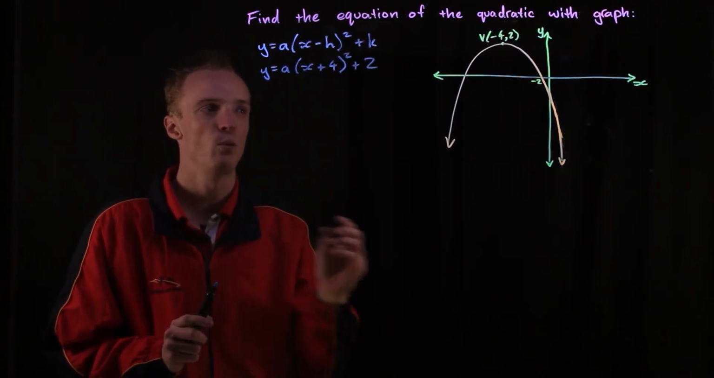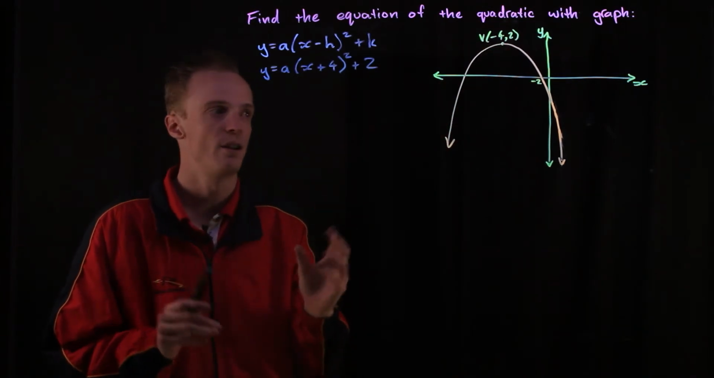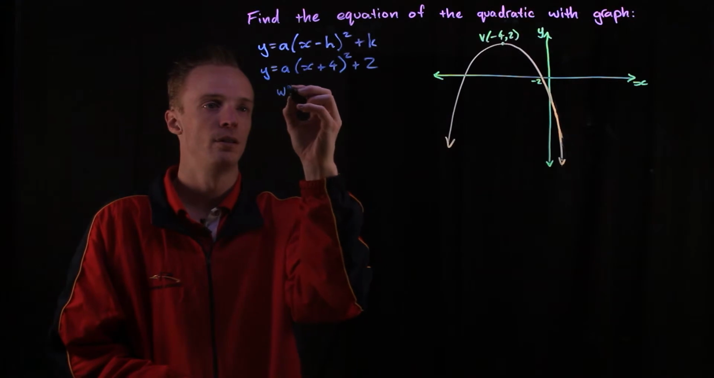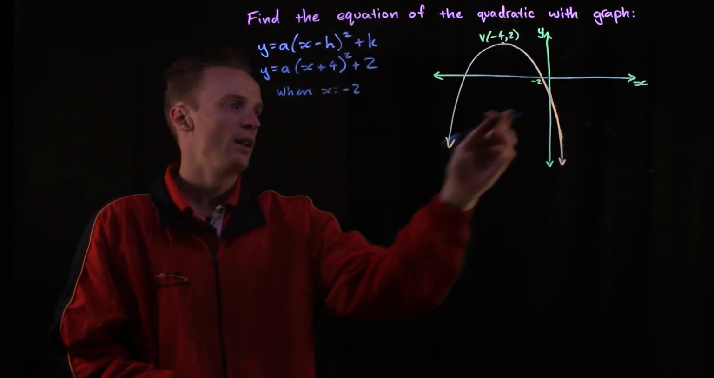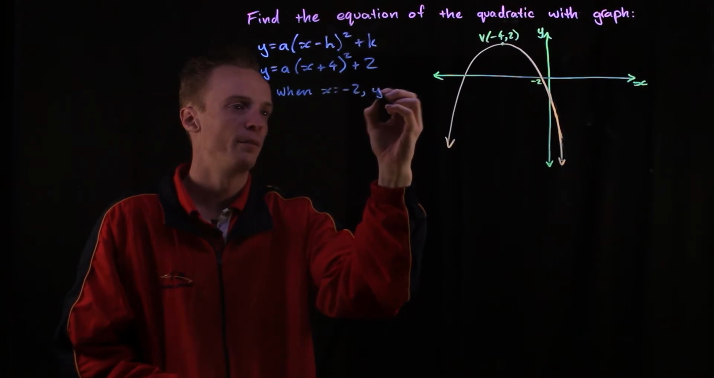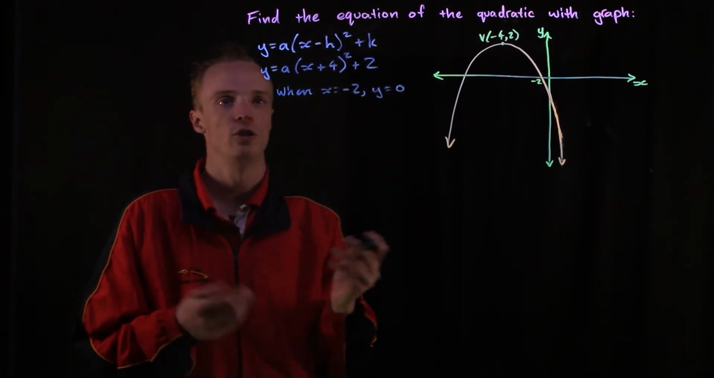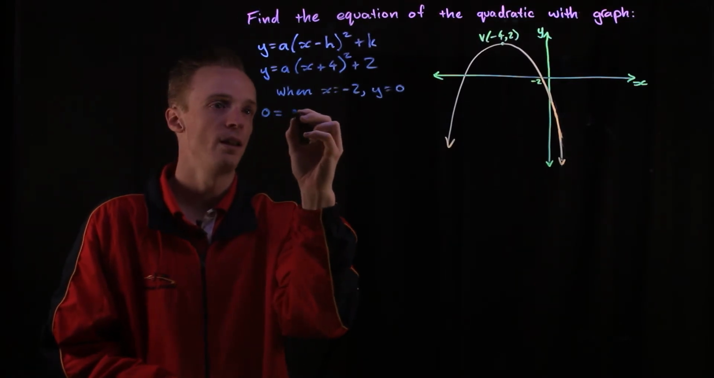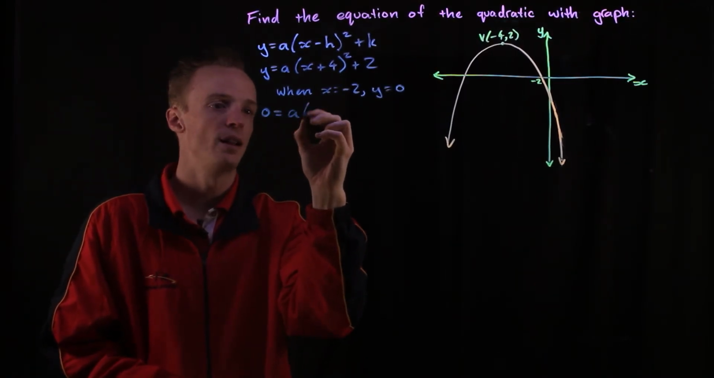From here, I now need to determine what the a value is, and to do that I need to substitute another coordinate other than the vertex that I know. In this case, I know that when x is negative 2, our y is going to equal 0 because it's the x-intercept. So I substitute these in: our y is going to be equal to 0 when our x is equal to negative 2.